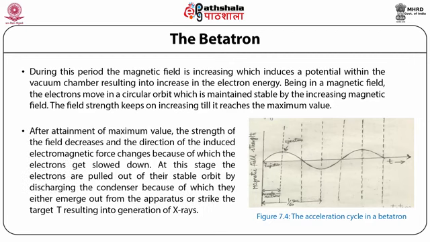After attainment of the maximum value, the strength of the field decreases and the direction of the induced electromotive force changes, because of which the electrons get slowed down. At this stage, the electrons are pulled out of their stable orbit by discharging the condenser, because of which they either emerge from the apparatus or strike the target T, resulting in the generation of X-rays.